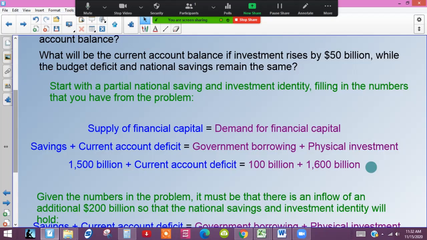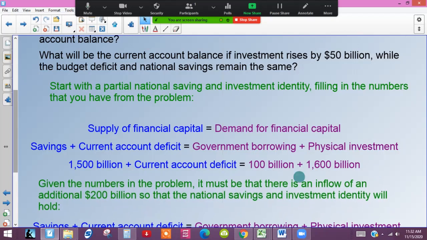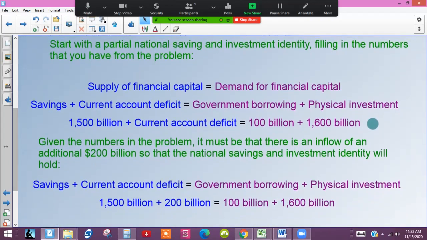All right. So now we have our equation set up. So we can easily see that given the numbers in the problem, there must be a capital inflow right here to make up for the deficit of 200 billion, because 1,500 plus 200 equals 1,700, and then 100 plus 1,600 equals 1,700. So that makes our equation balanced, right? Okay, and you see it right here. All right.